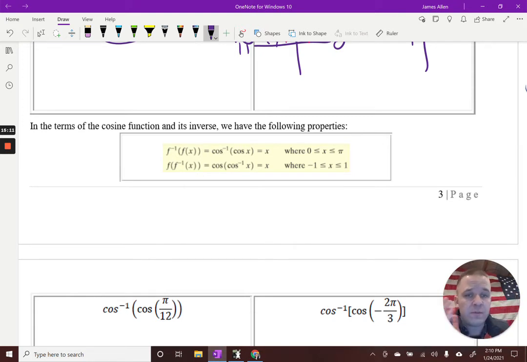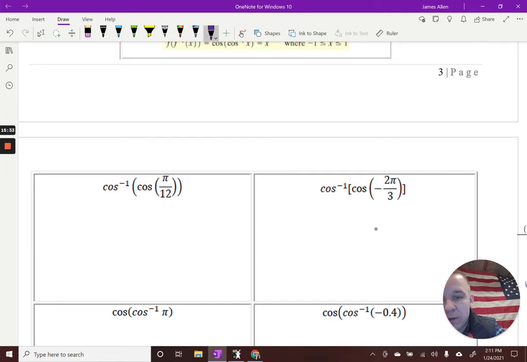For the first one, it's from 0 to pi, right? We're restricting the domain of the original to be between 0 and pi. And then for the other one, it's going to be from -1 to 1, which was our original range of the function. Coolio. So if our first one here falls into the top category, it needs to be between 0 and pi. Pi over 12 is between that. So it's just a simple bing, bang, boom, pi over 12 is my answer.